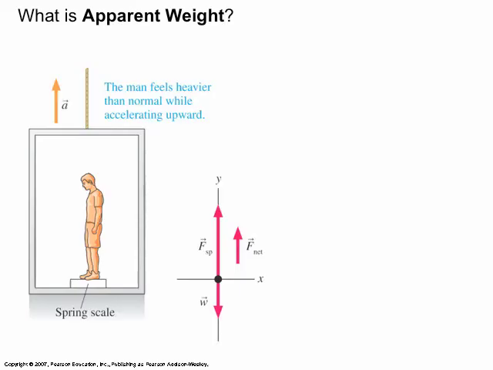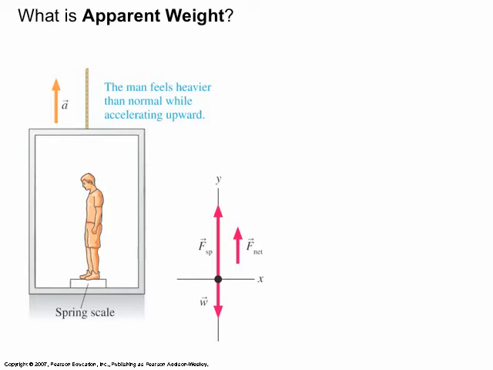What is apparent weight? It's the weight we appear to have by measures of things pressing up on our feet, or on our butts, or things that press up and fight against gravity. For instance, if you're in an elevator, you feel heavier when the elevator is accelerating upward. Or you can feel lighter when the elevator is accelerating, depending on the direction of your motion and the acceleration. If you're speeding up or slowing down, you can feel heavier or lighter in the elevator.